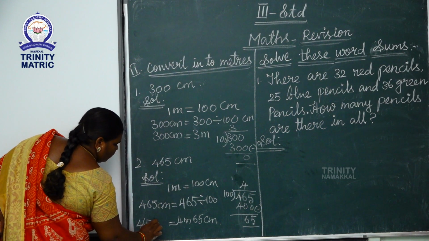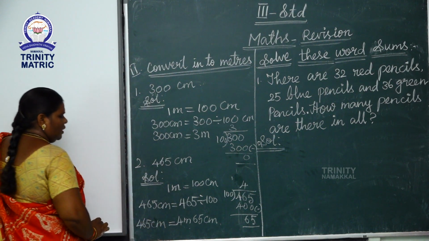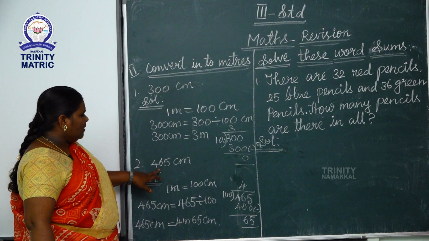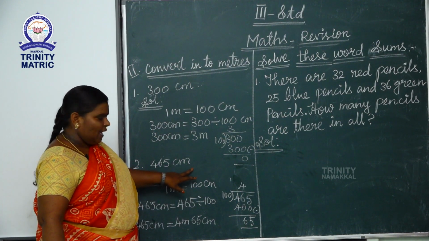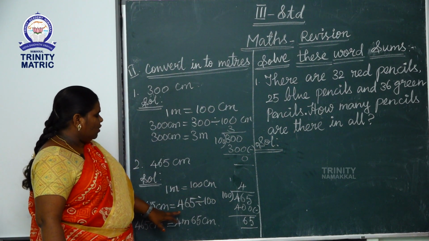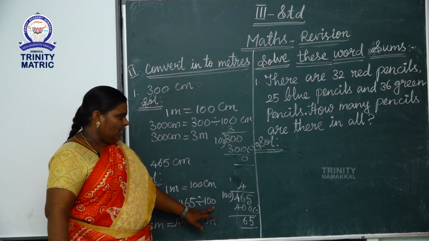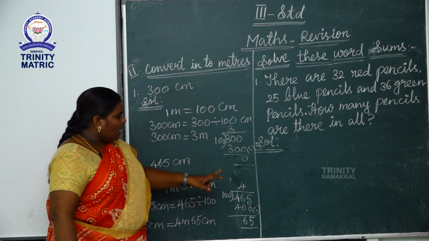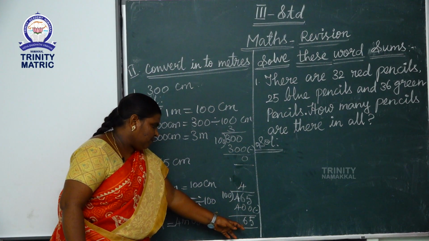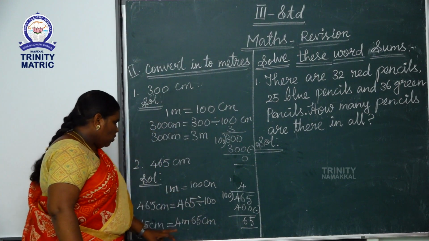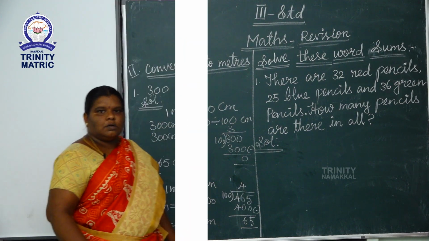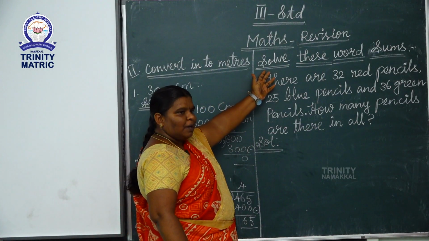465 centimeter is equal to 4 meter 65 centimeter. I say again, the given sum is 465 centimeter. 1 meter is equal to 100 centimeter. 465 centimeter is equal to 465 divided by 100. 465 converts into 4 hundreds. 400s are 400, the remaining 65 you have here. So 4 meter 65 centimeter. Do you understand, children? Next we are going to see the word problems.